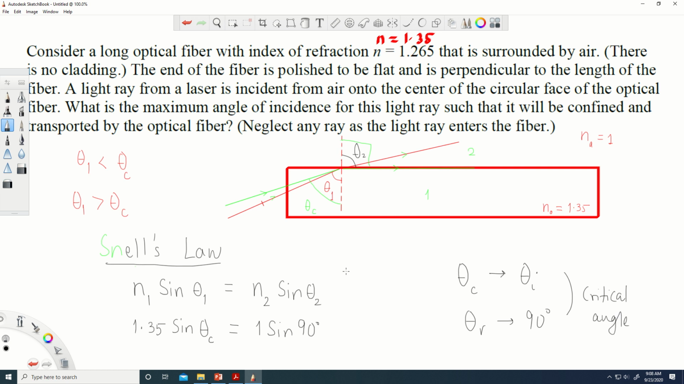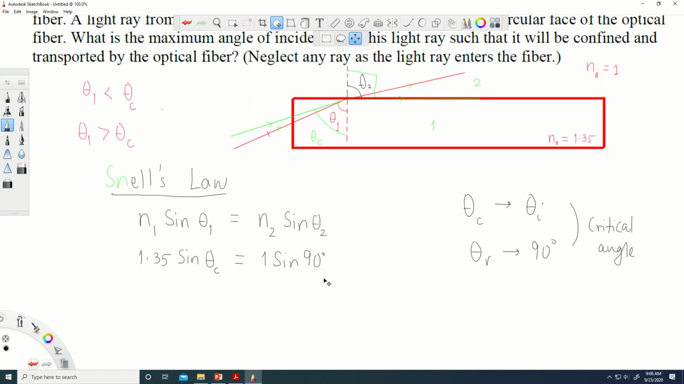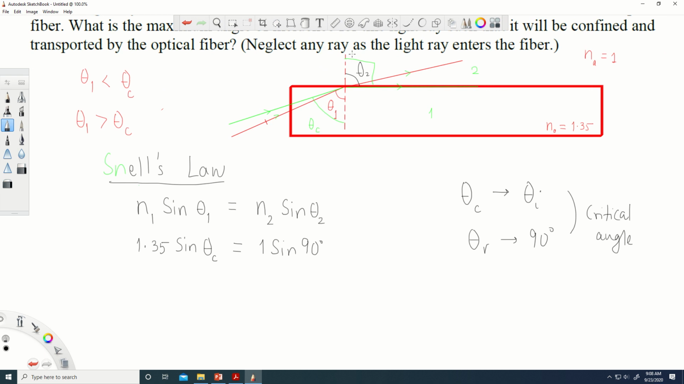So now we need to do the math. Sine theta c is equal to, sine 90 degrees is 1, 1 times 1 is 1, so 1 over 1.35. We want to find theta c. Theta c would be sine inverse of 1 over 1.35. And then let's see if I have a calculator. No, I don't have a calculator. Why don't you guys do that calculation and see what you get?